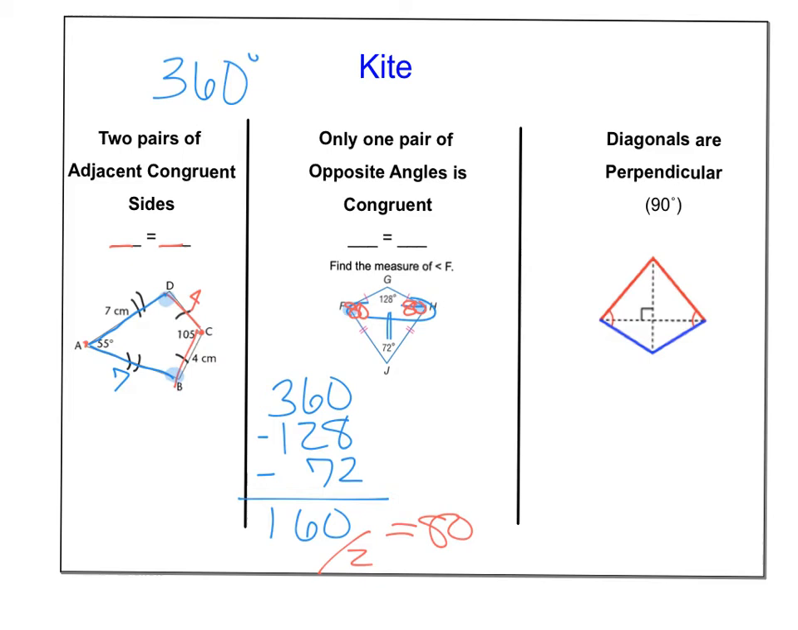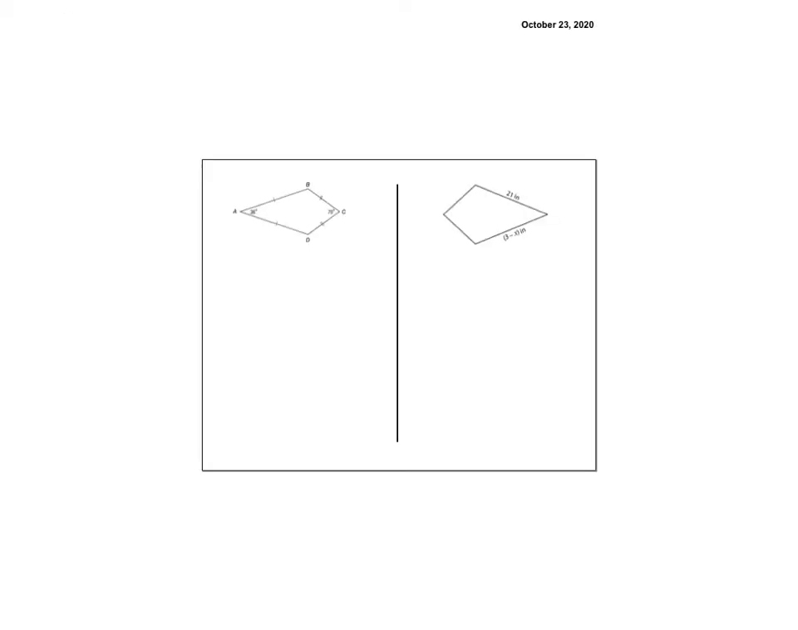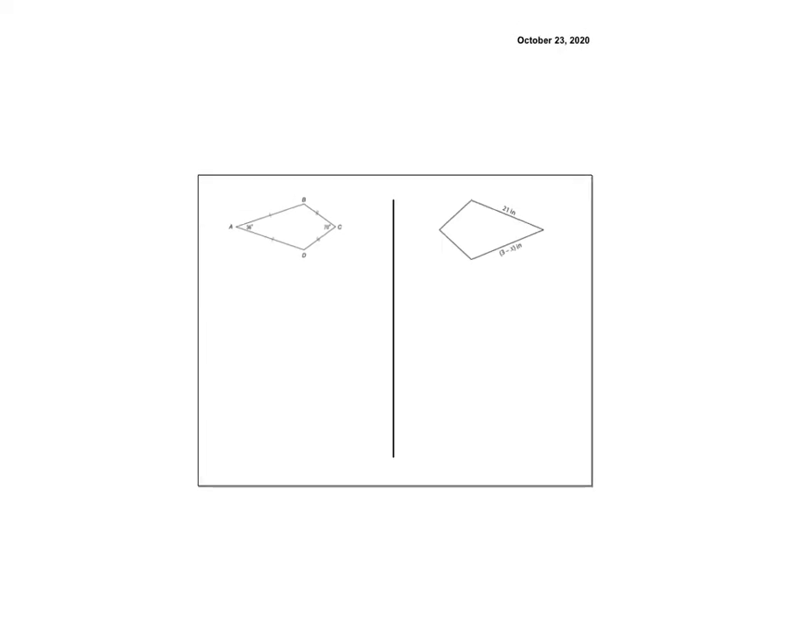And then the last property that we're going to just touch upon a little bit is that the diagonals are perpendicular in a kite. So what that means is when we draw the diagonals in, they form a right angle where they intersect or where they cross. All right, so let's look here at these next two examples.